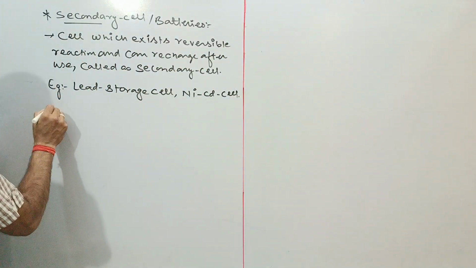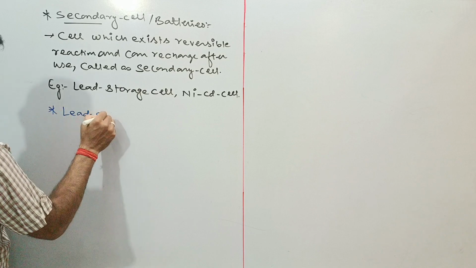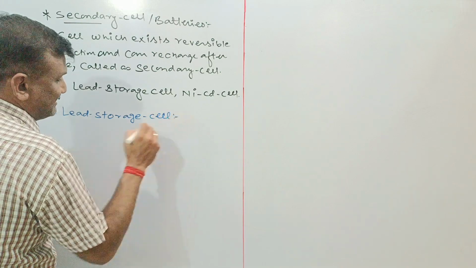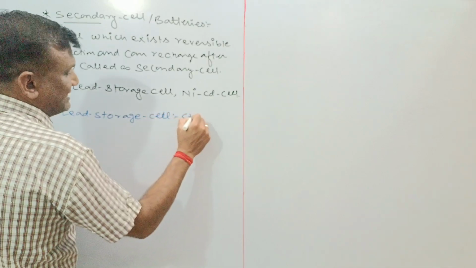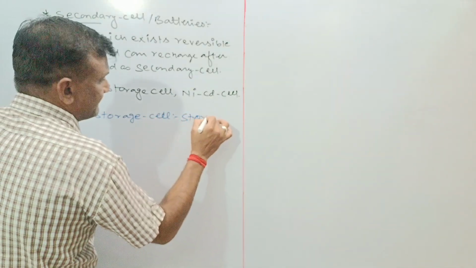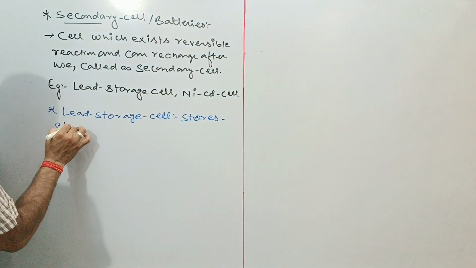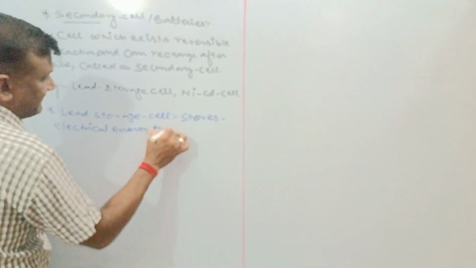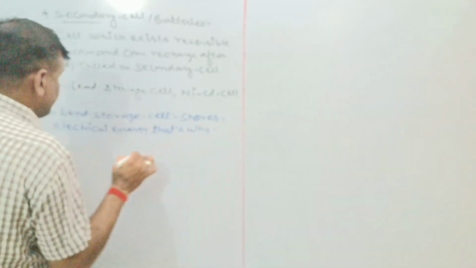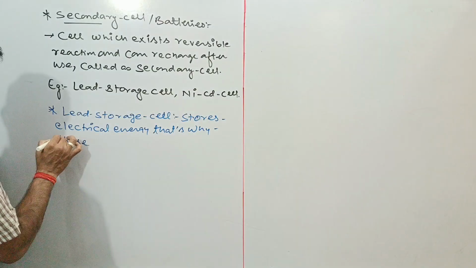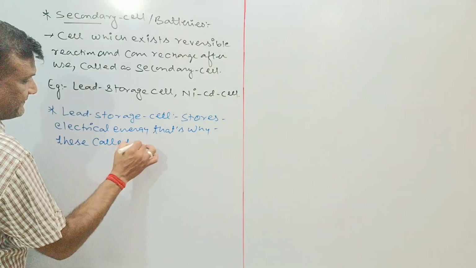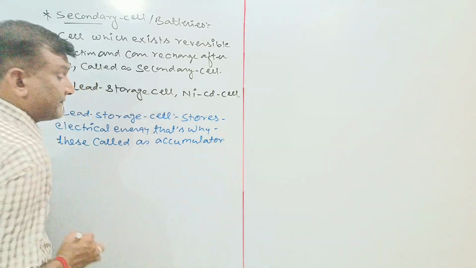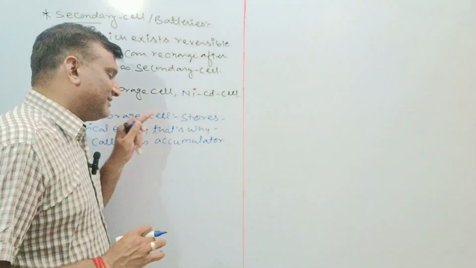This is the lead storage cell. It stores energy as electrical energy. So we can say it stores electrical energy, that's why it is called an accumulator. This is the most important word, accumulator, due to storing of electrical energy.